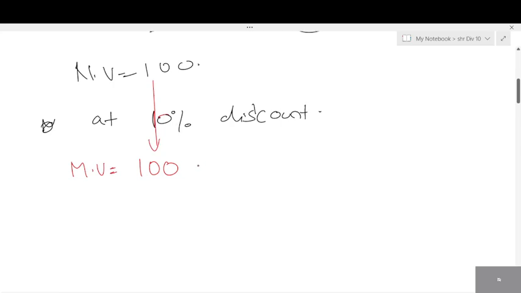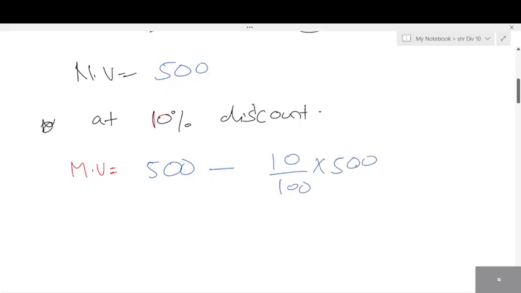Take direct nominal value 100 minus 10 divided by 100 into 100. Okay, I think with 100 you'll get confused. I'll write nominal value as 500. So each share is 500. If it is discount, market value will be actual 500 minus 10% of 500. 10 divided by 100 into 500. So 500 minus 50. What is 500 minus 50? 450. What is the market value now? 450. Is this concept clear?